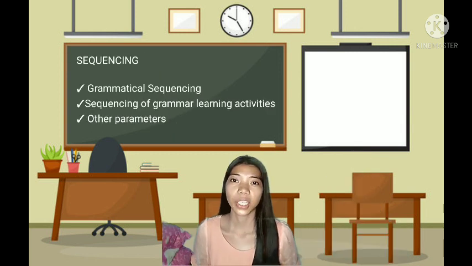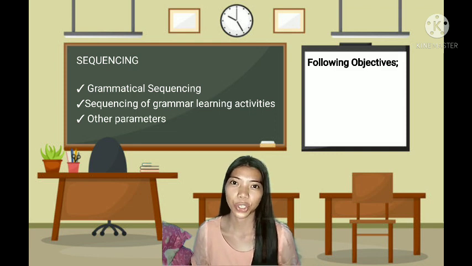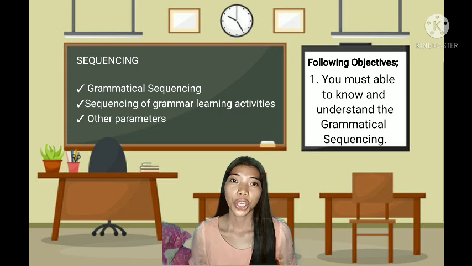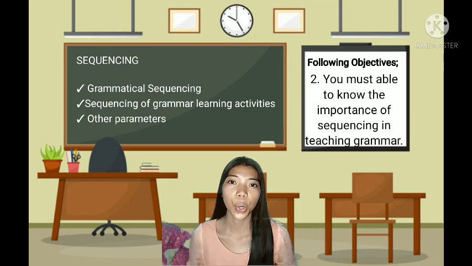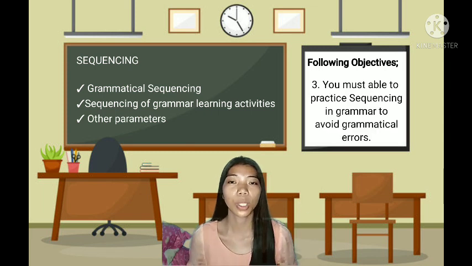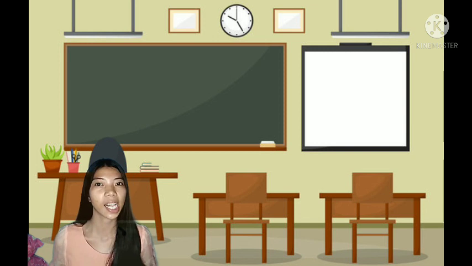As we go on our journey, let us always bear in mind the following objectives we must achieve. First, you must be able to know and understand grammatical sequencing. Second, you must be able to know the importance of sequencing in teaching grammar. And third, you must be able to practice sequencing in grammar to avoid grammatical errors. So now, come and join me. Let us discover how important sequencing is to avoid grammatical errors.